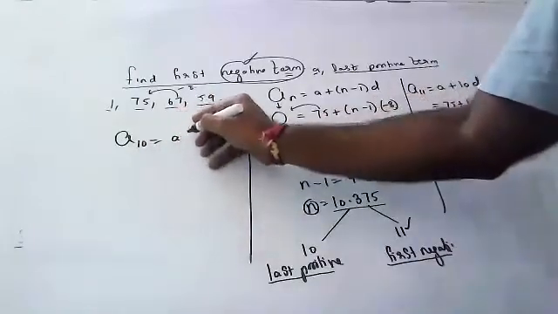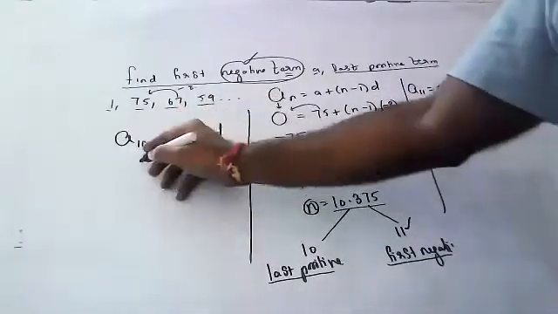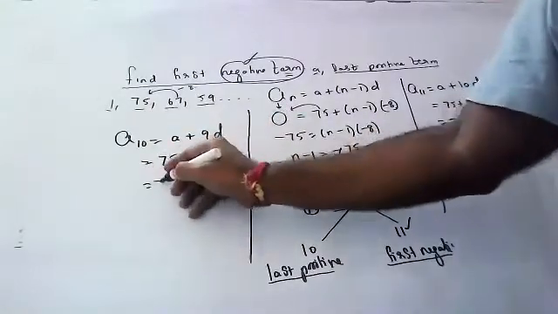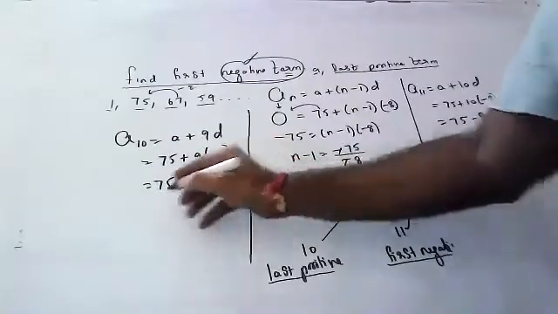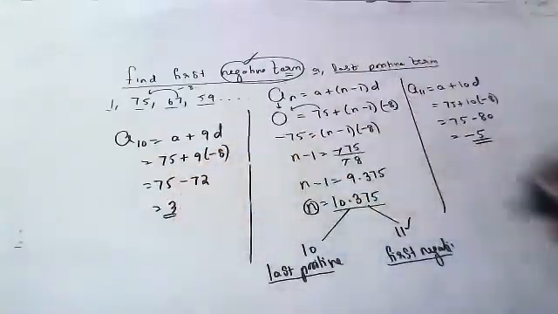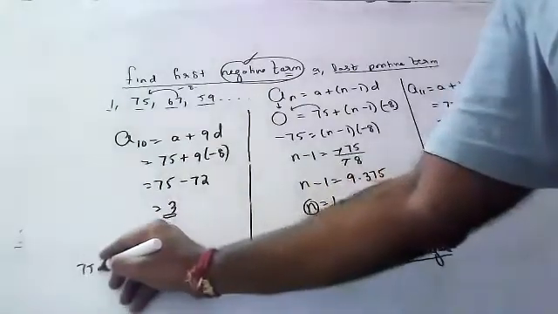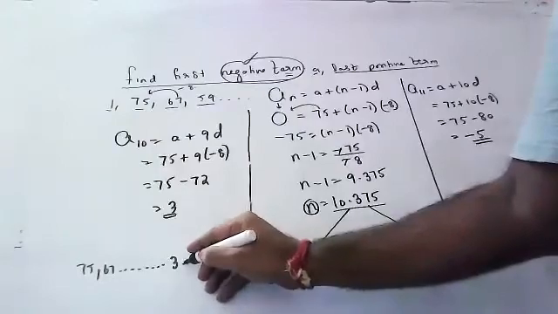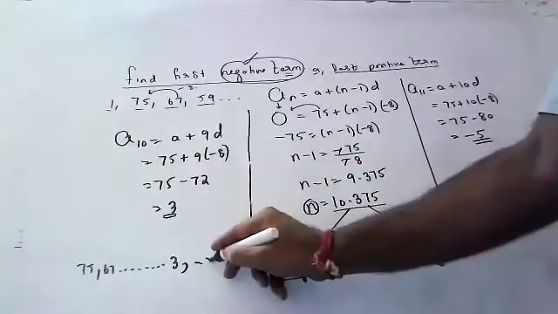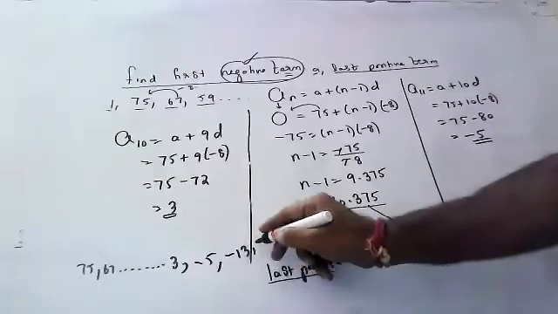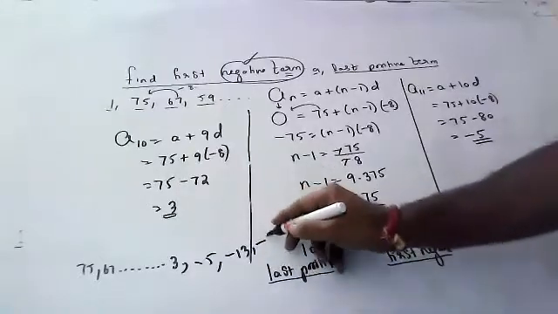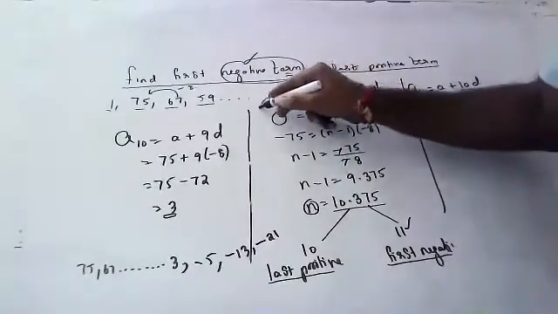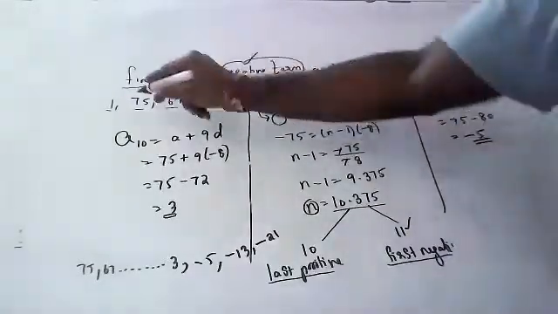a10 is equal to, we all know very well, a plus 9d. a is how much, children? 75 plus 9 into minus 8, which is 75 minus 72. So 3 is the last positive term. That means 75, 67, and after some numbers, 3 came. Then immediately after 3, minus 5 came. Then minus 13, then minus 21. So how did I find it, children? I approximately substituted 0, which is not there in this series.